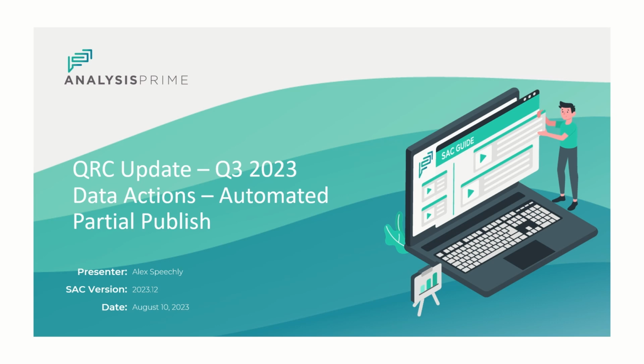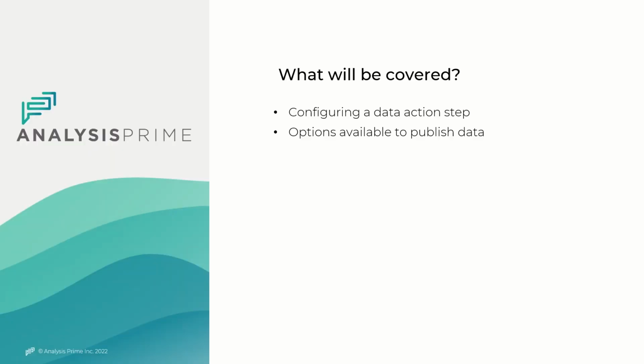In this video, I'm going to walk you through the automated partial publish feature in Data Actions. This is part of the latest QRC update for Q3 2023. What we'll be covering is how we can configure a data action step and what are the options available to publish data after the data action runs.